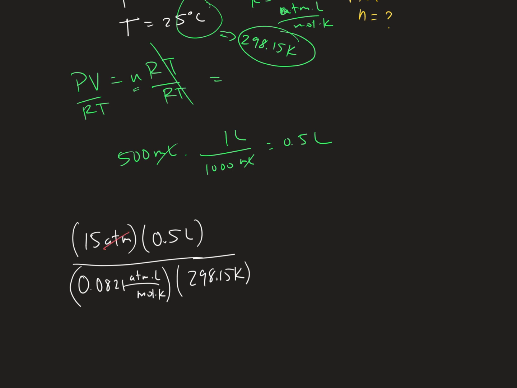Make sure everything cancels out except for what we're looking for. Moles are on the bottom of the bottom, so it's going to be on the top when we're done. So good, that's going to give us the number of moles, and we get 0.306 moles. Questions? No? Pretty straightforward. So you get that formula, you just make sure they're in the right units. That's the key. Okay?